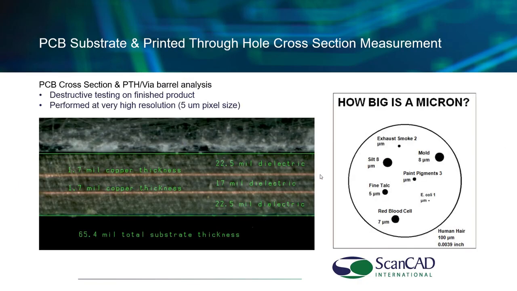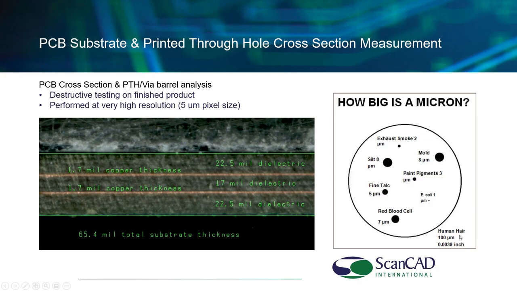Can the system be used for measurement? Absolutely, yes. Here are some cross sections where you're measuring the cross section of material and measuring what's going on. So we have customers all over the world using it for that type of application. On the right-hand side, we've been using these terms of thousandths of an inch, or mils, or micron. I just want to give you an idea of what we're talking about here.